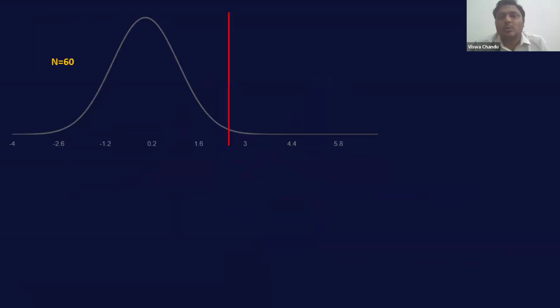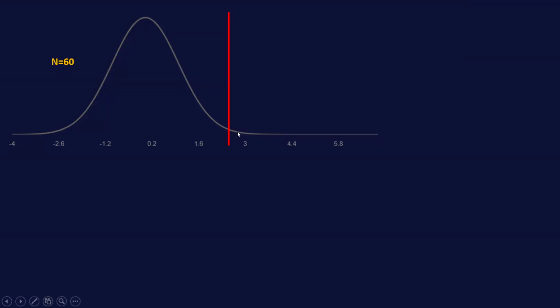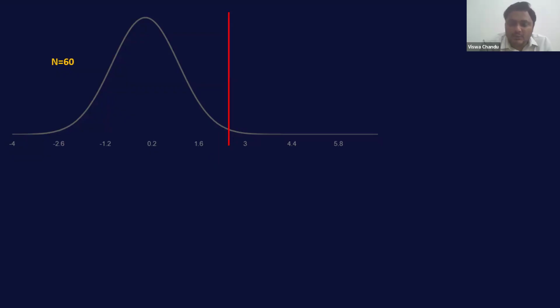Now I have drawn only the null hypothesis curve. I have not placed the alternative hypothesis curve yet, but I do have my critical line. As I have already told you, this critical line is only a property of the null hypothesis curve. And beyond this critical line, there is only 5% of the area under the null hypothesis curve. So this is a fixed value. Now I am also fitting the alternative hypothesis curve. So now there is an overlap between the null hypothesis curve and the alternative hypothesis curve.